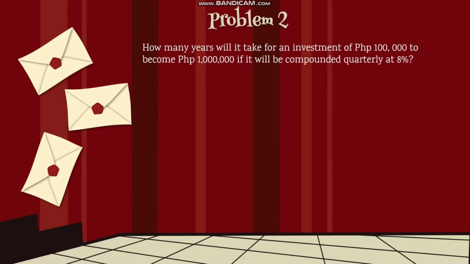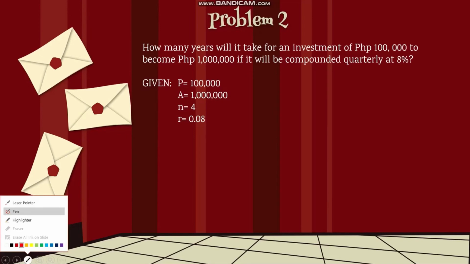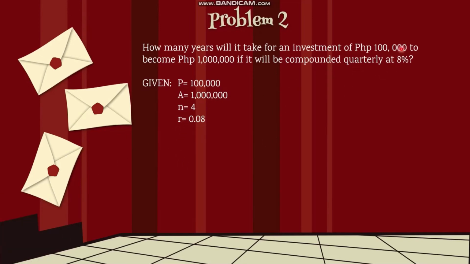So, like what we did earlier, we point out the given terms. For the principal, we have 100,000. For the final amount, we have 1 million. For the N, or the number of times interest is compounded per unit, we have 4, since it states here compounded quarterly. And R here is 8%, so we need to make the percent into decimal. We get 0.08. We also list the unknown, which is time.